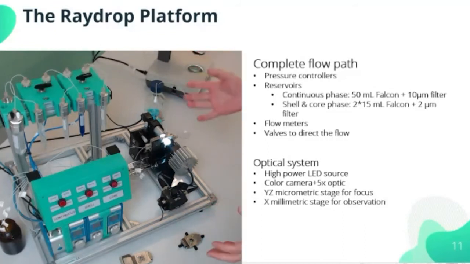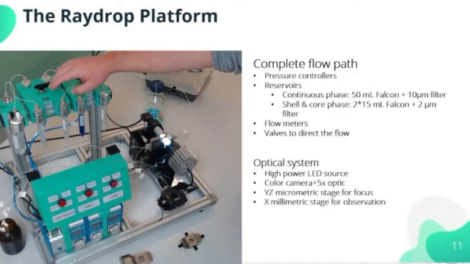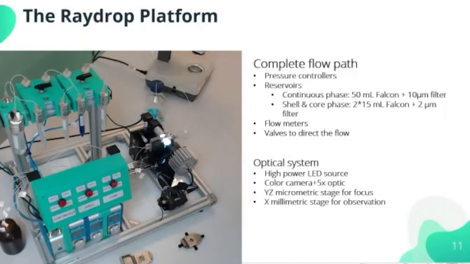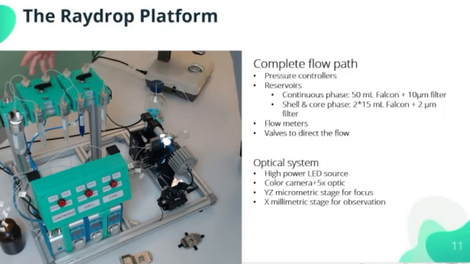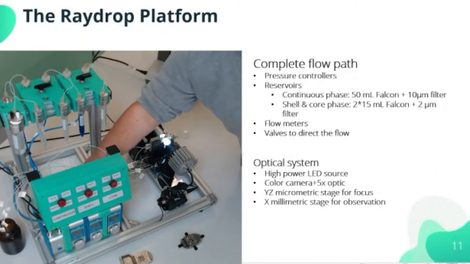And when your system is ready and stable, you can easily switch to the polymer reservoir, the solvent with the polymer. And when you finish your experiment and want to clean the system, you can switch back to the pure solvent to clean the system and avoid any clogging or polymerization inside the tubing or inside the Redrop. Then you have filters in the back to really prevent any clogging. So you have a 10 micrometer filter for the continuous phase and a 2 micrometer filter for the shell and core phase. You will then have some flow meter to measure the flow rate.